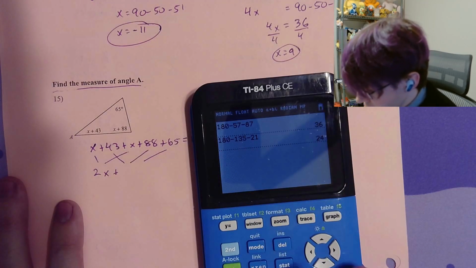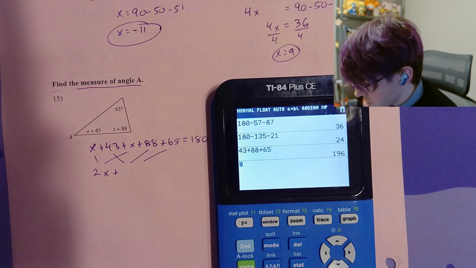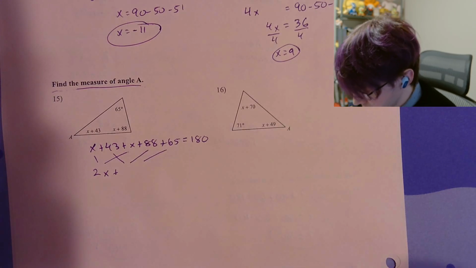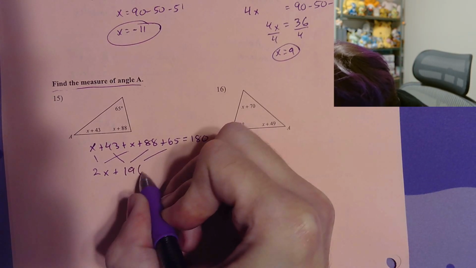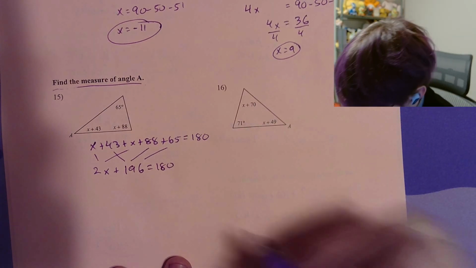Let's see if we can use our calculator for that one. So 43 plus 88 plus 65. And that's going to give you 196. That equals 180. We're going to subtract 196.